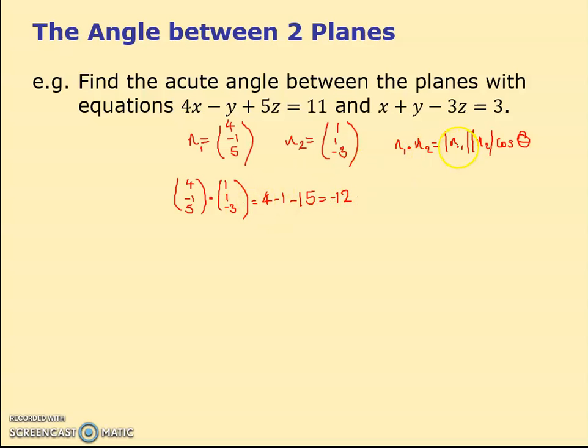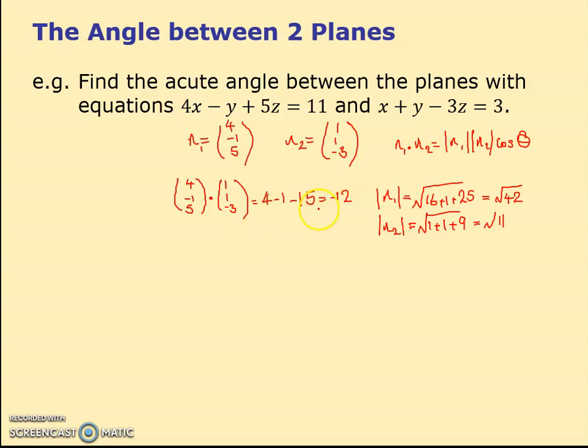And of course, I now need the magnitude as well. So the magnitude of n1, what is it? It's the square root of 4 squared is 16. Minus 1 squared is 1. And then 25, which is 42, root 42. And I've got the magnitude of n2, the second normal, is the square root of 1 and a 1 and a 9 when I square all those. That's root 11.